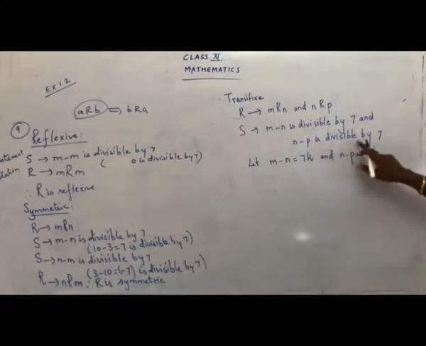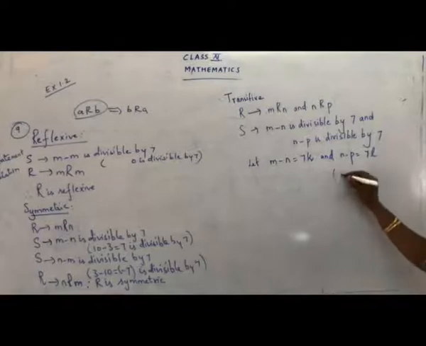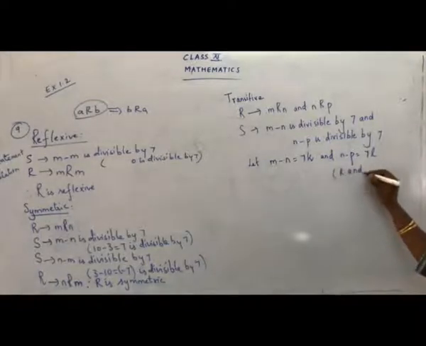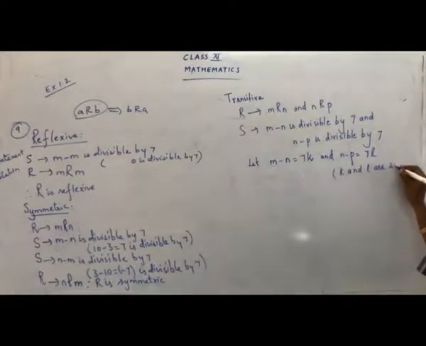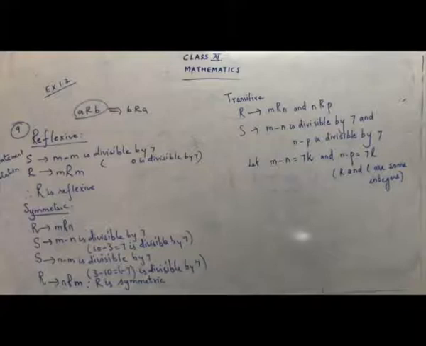And n minus p is divisible by 7, so you write n minus p is equal to 7l. You mentioned k and l are some integers, because you are going to choose numbers from a set of integers. So k and l are some integers. Now what are you going to do here?